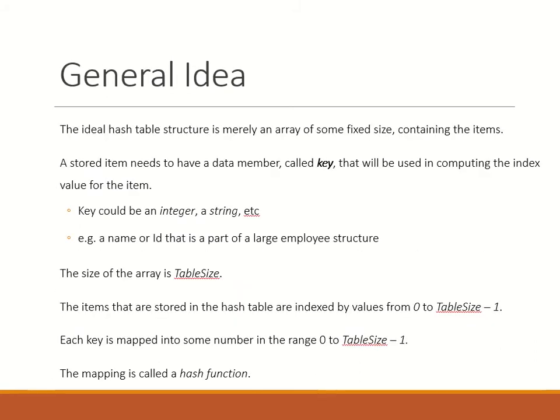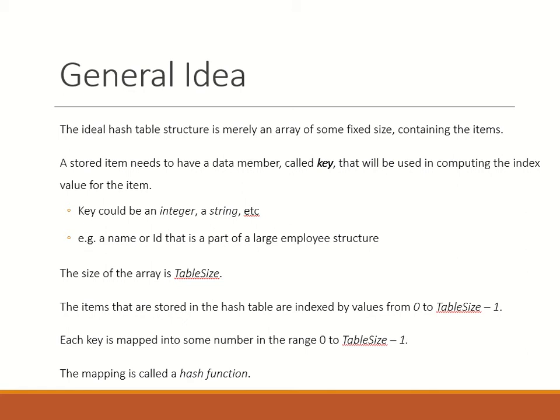So let's start with the details of hashing. When you talk about the general idea, you have an array of some fixed size and it is going to contain the items. A hash table is an array-like structure. It will have an index starting from 0 to n minus 1. It will store elements in a consecutive fashion. Whenever you store, that element is termed a key, and this key will be used to compute the index of the position where you can store the key.